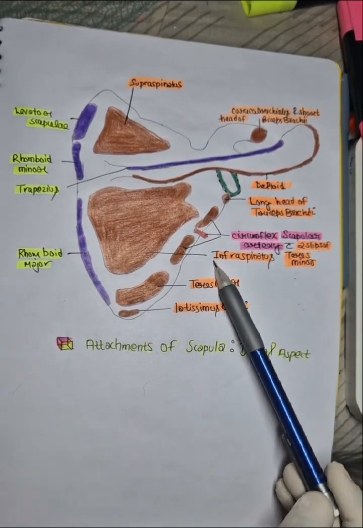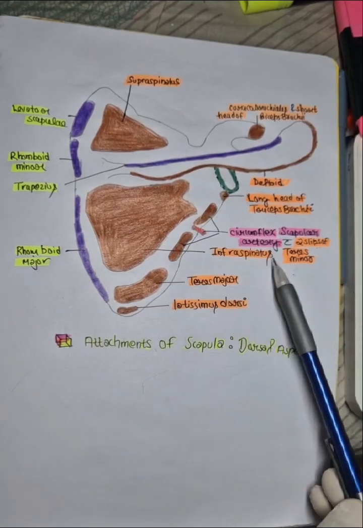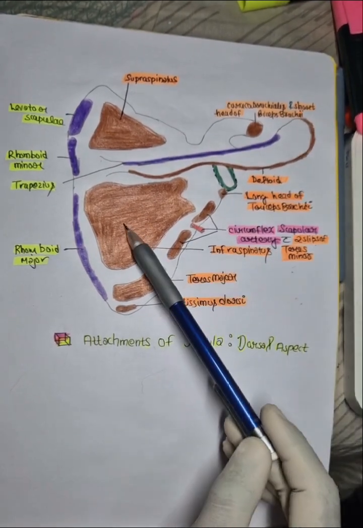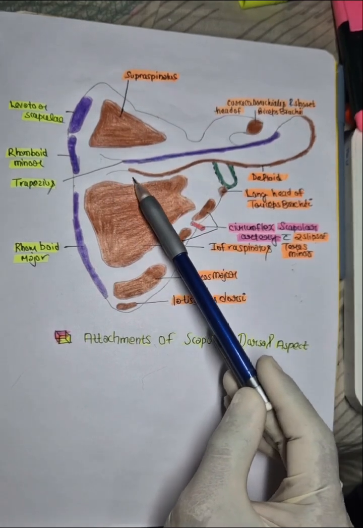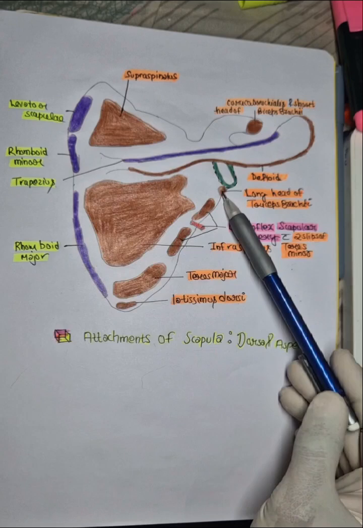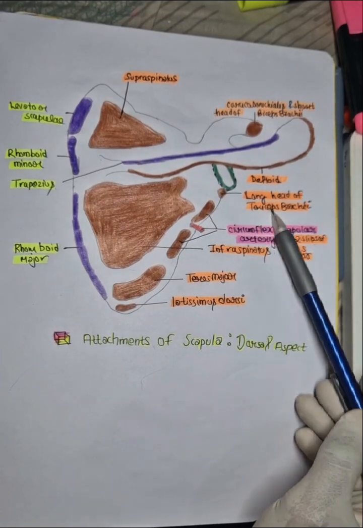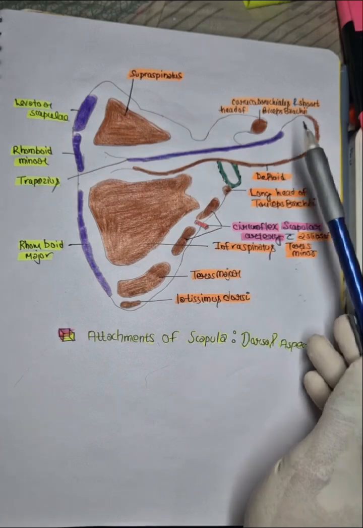Now, this is the infraspinatus muscle. It originates from the medial two-thirds of the infraspinous fossa, including some lower surface of the spine. Now we came to this: the long head of triceps brachii. This originates from the infraglenoid tubercle.